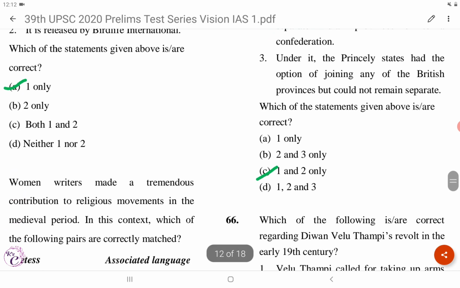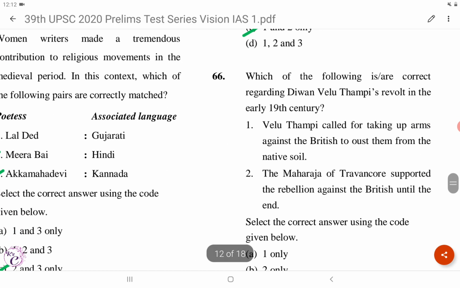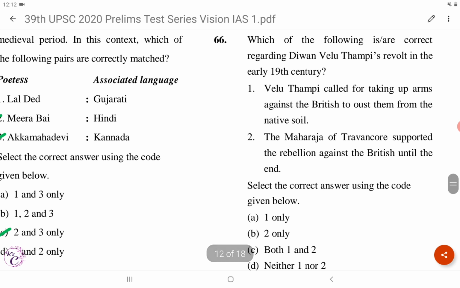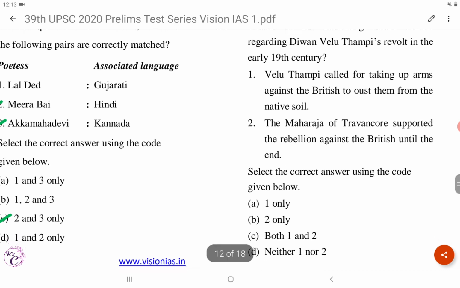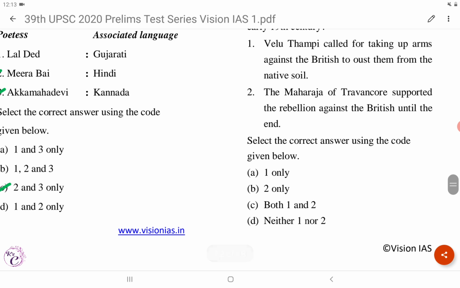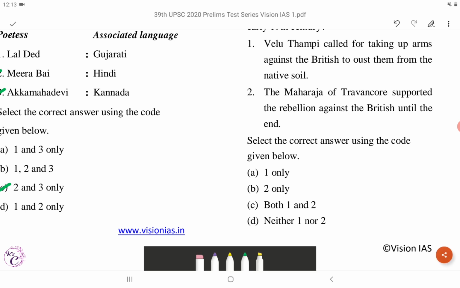Now, let's come to question number 66. Which of the following is or are correct regarding Diwan Velu Thampi's revolt in the early 19th century? Number 1. Velu Thampi called for taking up arms against the British to oust them from the native soil. Number 2. The Maharaja of Travancore supported the rebellion against the British until the end. Select the correct answer using the code given below. So the correct answer is A. That is one only.